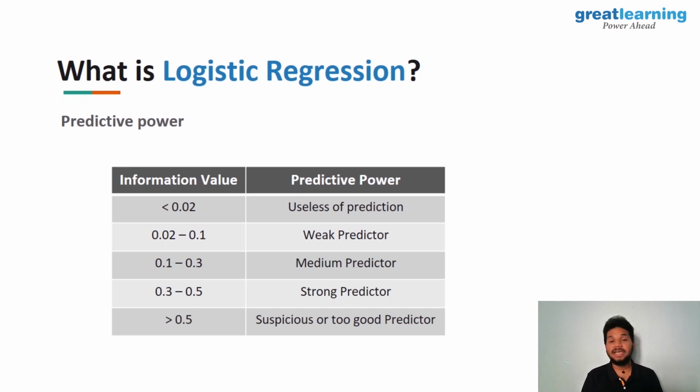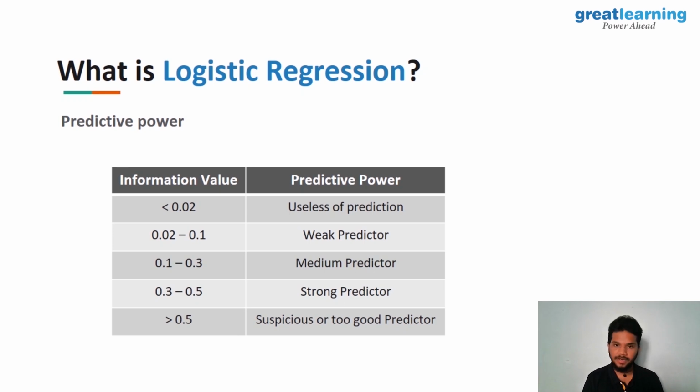And of course, if it's greater than 0.5, or greater than 50% in terms of predictive power, we say either it's an amazing predictor which can predict really well in terms of binary outcomes, or that something is wrong and it's doing something incorrectly. It's one of these two situations. But whenever the information value is somewhere around 0.4 or 0.5, that is usually the starting sweet spot, as we call it.